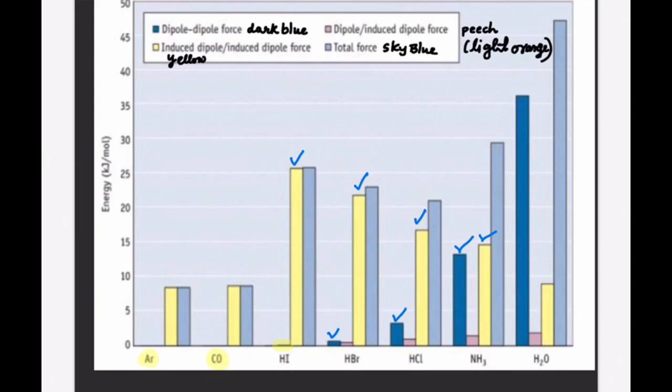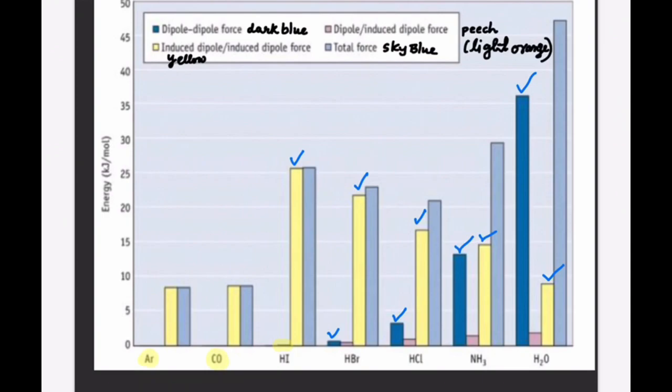Like in case of water, because of strong hydrogen bonding and the number of hydrogen bonds being more, one water molecule is attached with 4 water molecules through hydrogen bond. Here we can see that the contribution of dipole-dipole force of attraction is greater than the contribution of induced dipole force of attraction. So this is very interesting that in a molecule, when the molecule is polar, along with dipole-dipole, there is induced dipole force of attraction also.